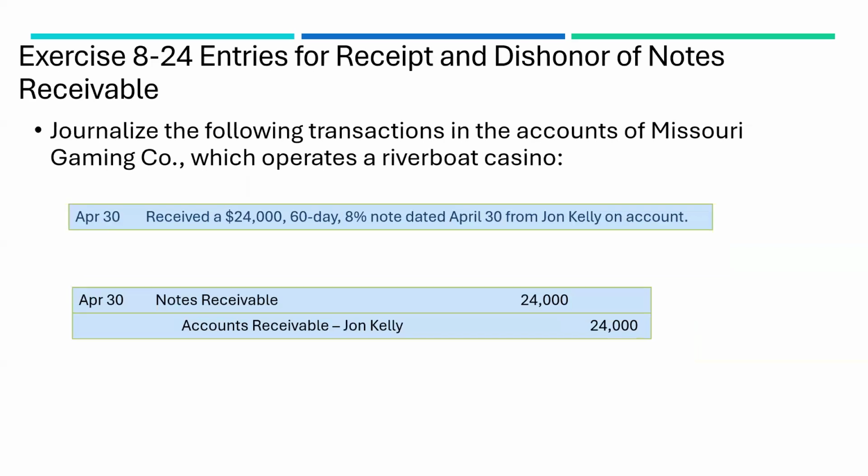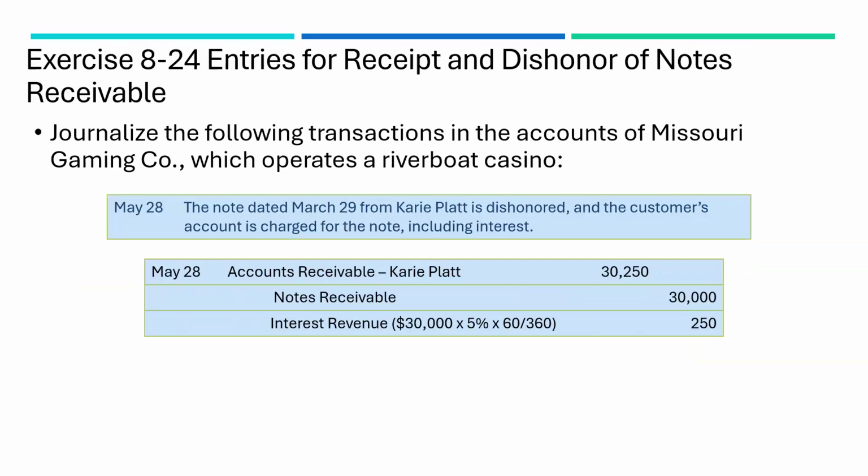And then we received another note from John Kelly on account, so we have to debit our notes receivable and credit our accounts receivable. And on May 28th, the note from Carey Plant is dishonored and the customer's account is charged for the note, including the interest. If we recall back to the note, it was 5% for 60 days, which comes out to $250 in interest. So we record our interest revenue as a credit, and then we debit accounts receivable for the full initial amount of the loan plus the interest.